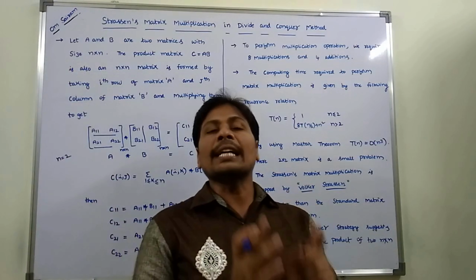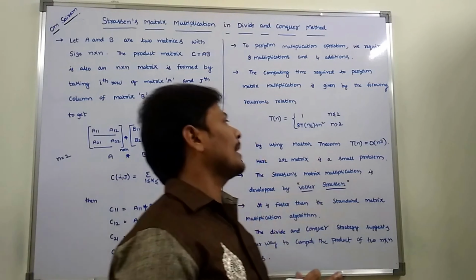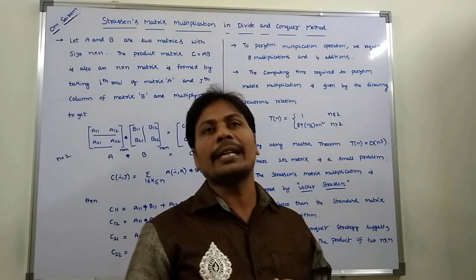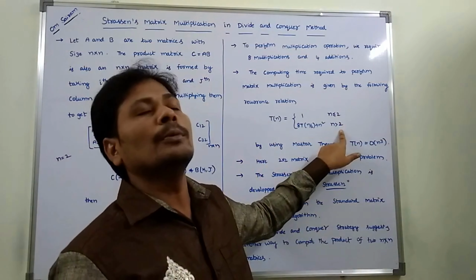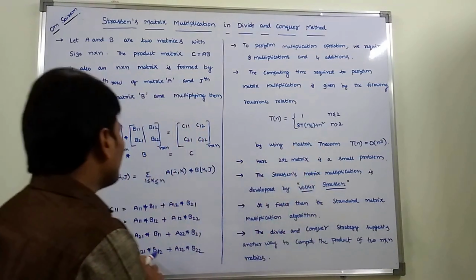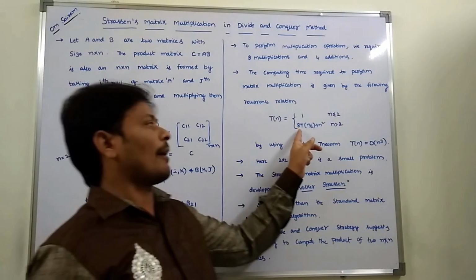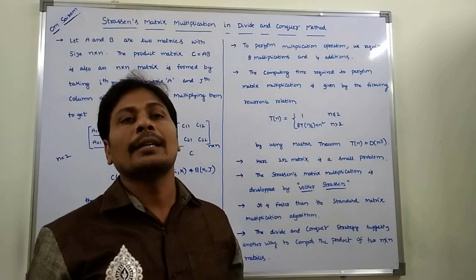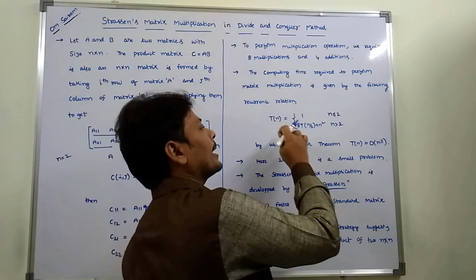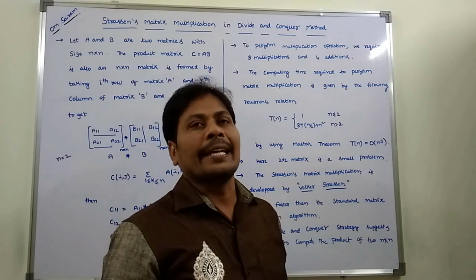So next, the computing time required to perform matrix multiplication with 2x2 matrices. The recurrence relation: P of n is equal to 1 unit time or constant time if n is less than or equal to 2. If n is greater than 2, the time complexity is 8T of n/2 plus n square. Here 8 represents the number of multiplications: 2, 2, 2, 2, that is 8 multiplications. Plus n square is the time taken to perform the additions. So this is the recurrence relation that can be used to perform matrix multiplication between 2 matrices with size n by n.